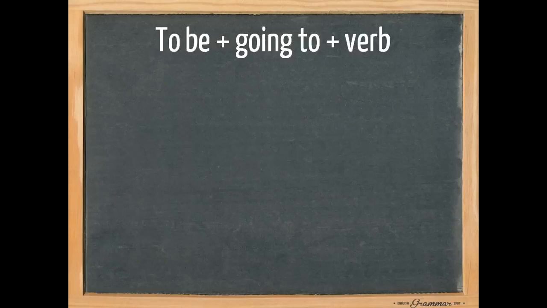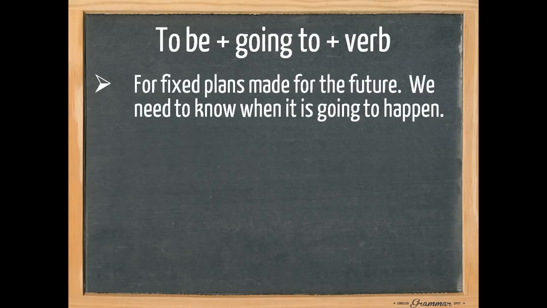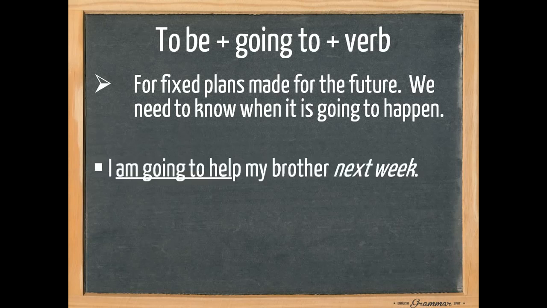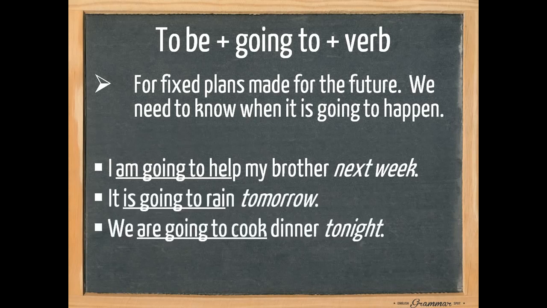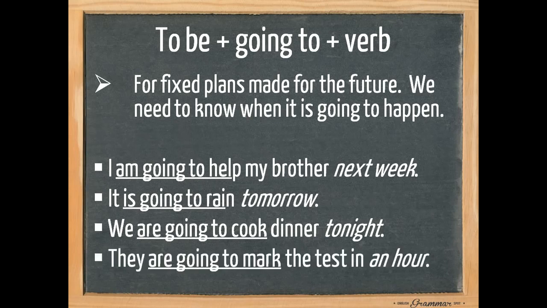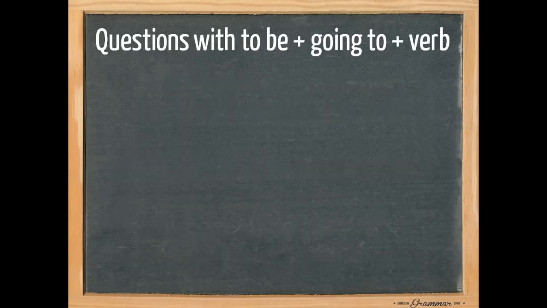Now let's take a look at that other form, to be plus going to plus the verb. We use this form for fixed plans made for the future. We need to know when it's going to happen, so we need to have some kind of time indication. I'm going to help my brother next week. It is going to rain tomorrow. And we are going to cook dinner tonight. They are going to mark the test in an hour. It's quite likely that these plans will follow through.